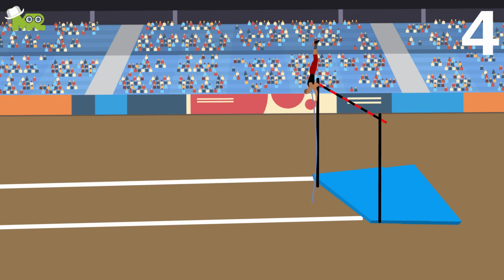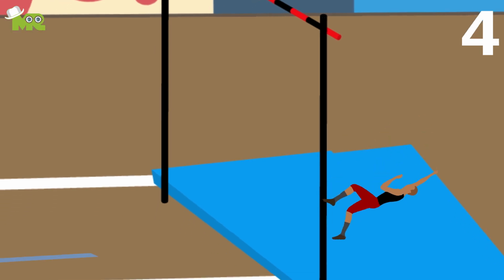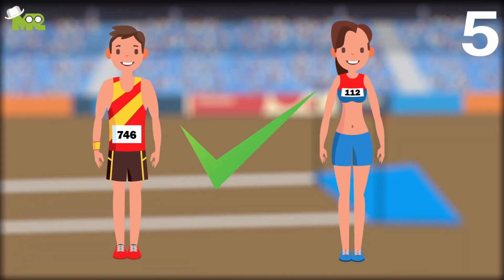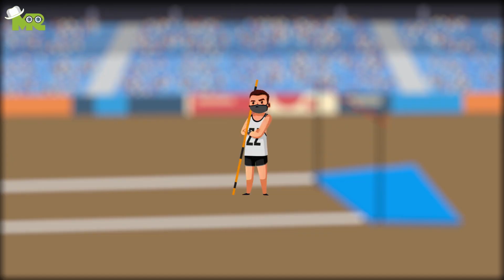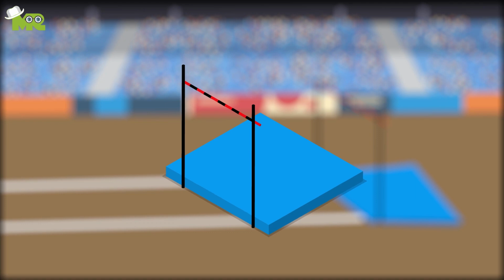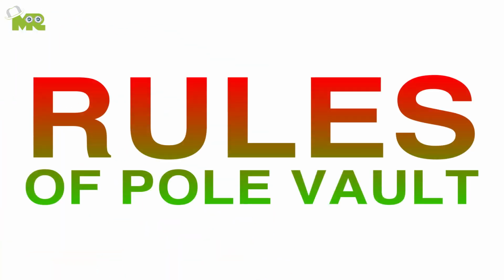Fourth, the athlete then throws the pole away and swings and turns in the air and finally lands on the mat. Fifth, both men and women can participate in the sport. Scoring in pole vault. Scoring in pole vault is done in terms of the height achieved by the vaulter. The greatest height wins.